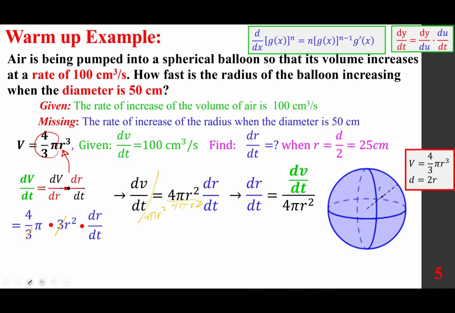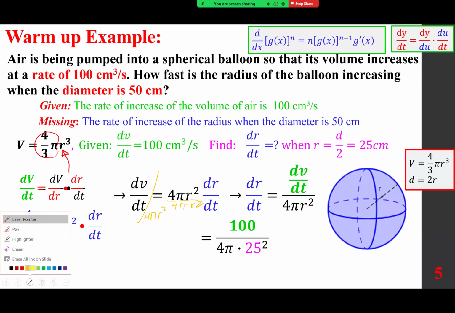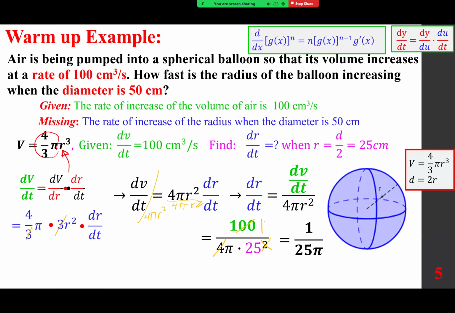So let's plug in. What do we have? dV/dt is 100 cubic centimeters per second over 4 pi times 25 squared. Now we know the product of 4 and 25 is 100, and it's 25 squared. So 4 times one of those 25 is 100. So you have 1 over 25 pi. Precisely this is an exact answer.